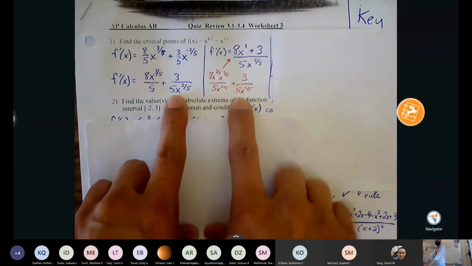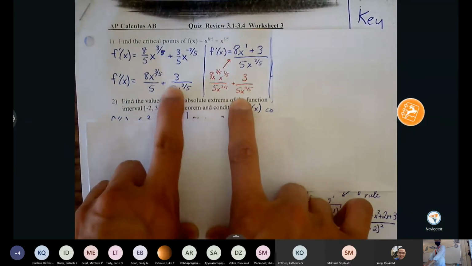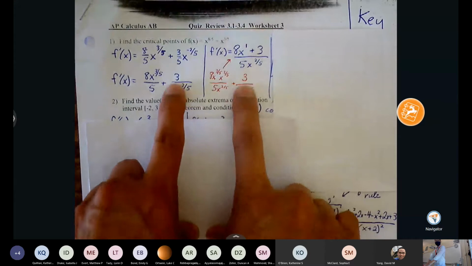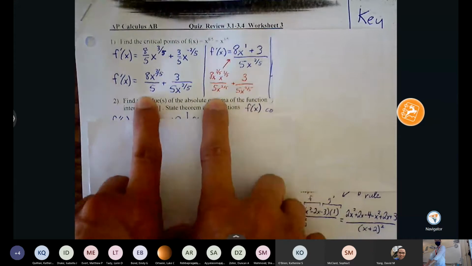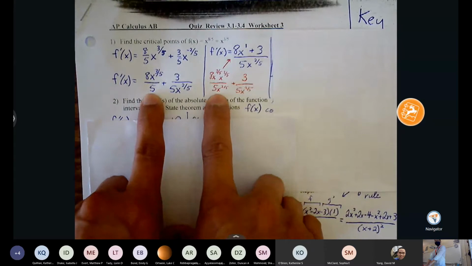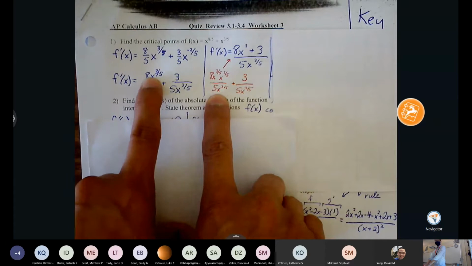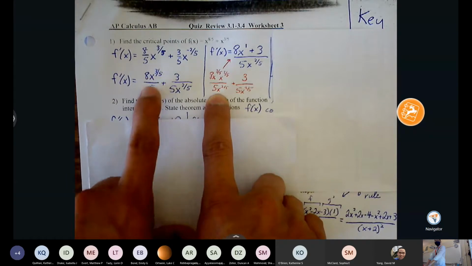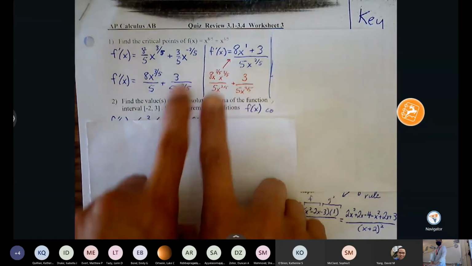So 5x to the 2/5. My second fraction is good to go, right? There's no changes, so my numerator is not going to change. But my first fraction, my denominator is not quite the same. The difference is I'm missing that x to the 2/5 with this first fraction, so I need to balance the top with x to the 2/5. So I need to multiply my numerator with x to the 2/5.